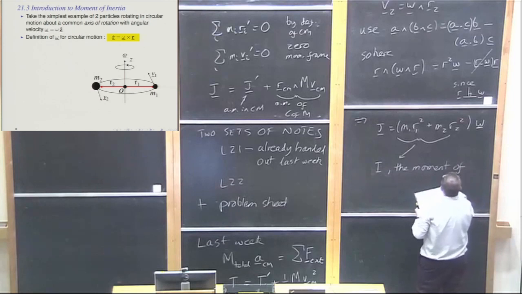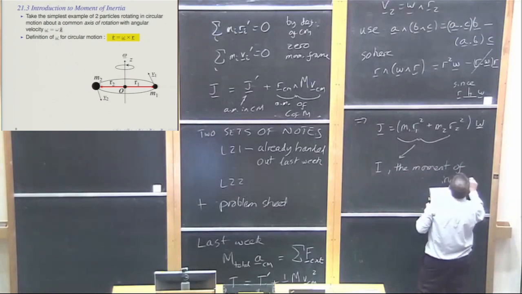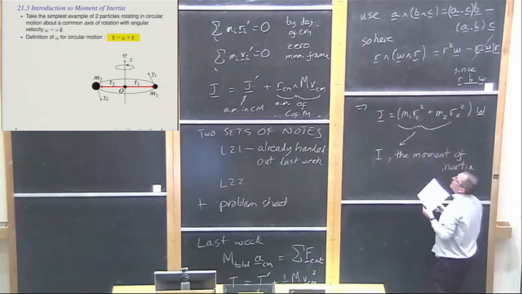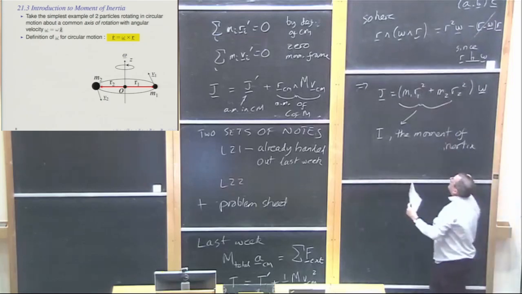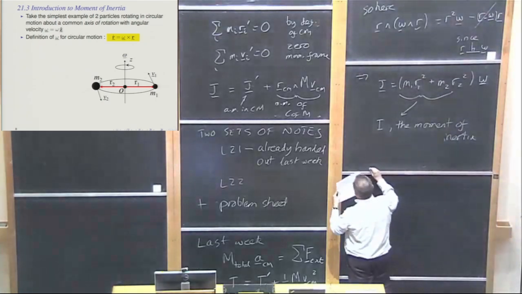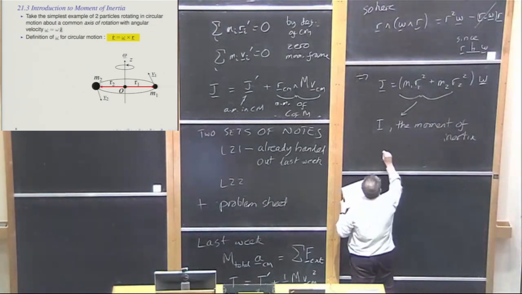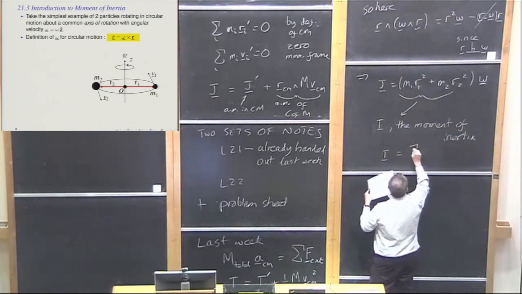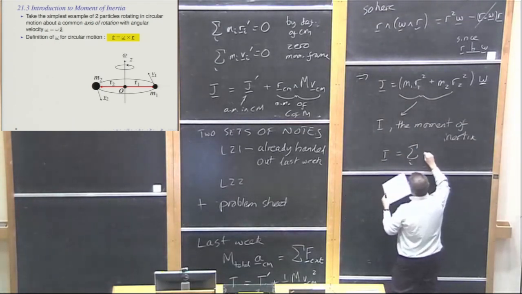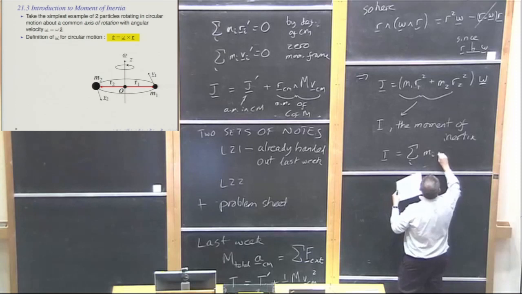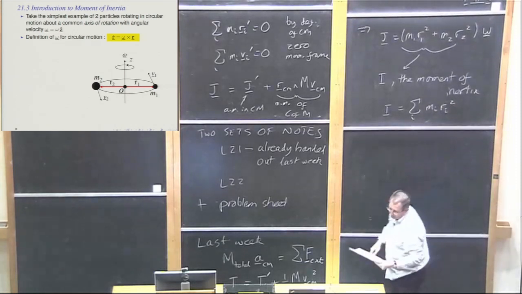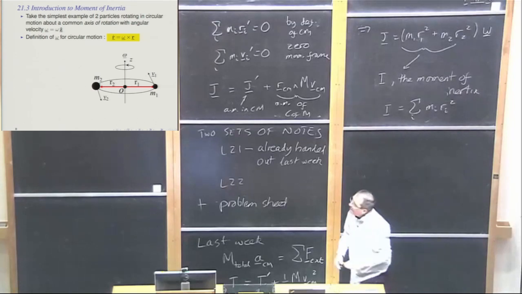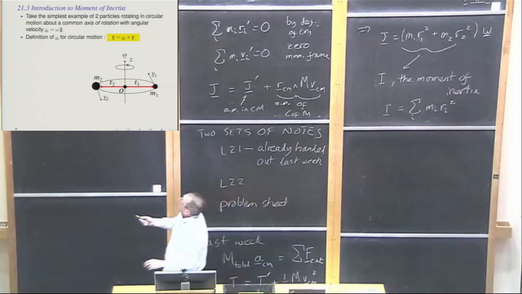Back in lecture 14, we briefly saw that and defined it for a single particle. It's mass times distance squared, roughly. Now we have it for two particles. So in general, I is equal to the sum over mi times ri squared, should we have more than two particles in the game. Okay, so this is one system.